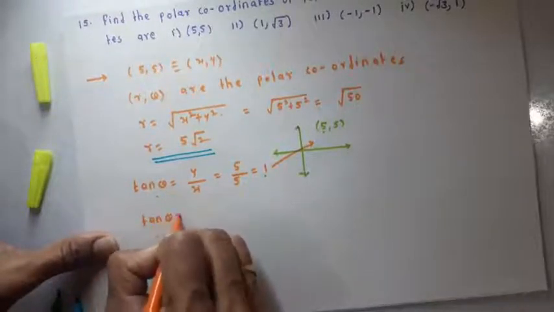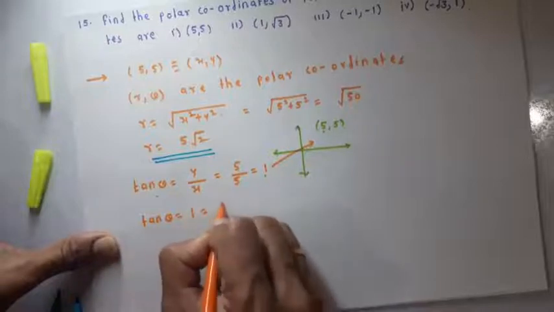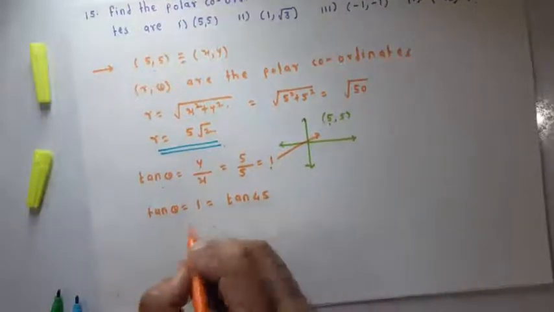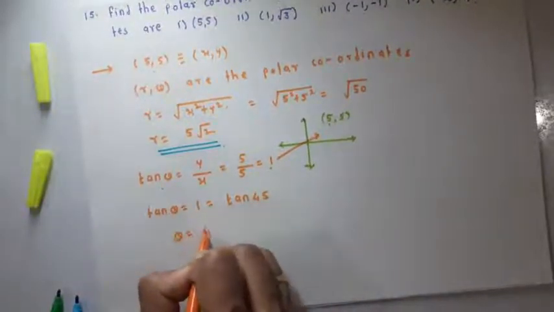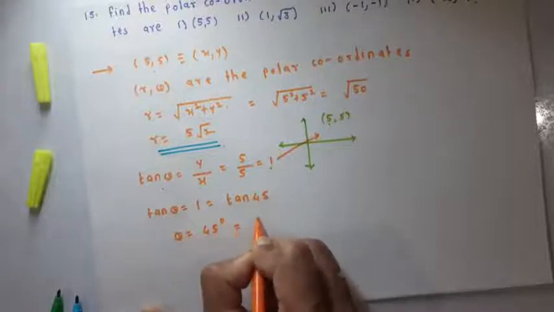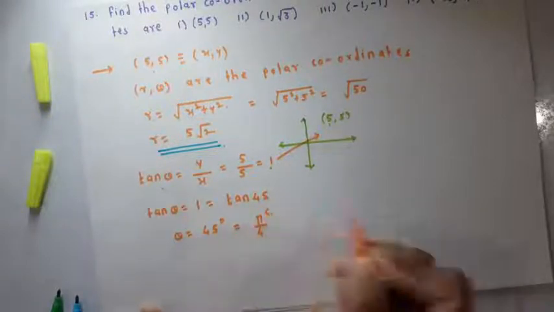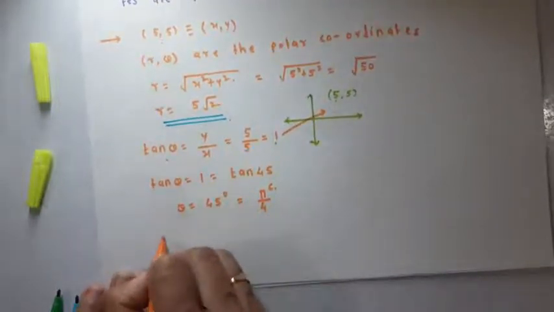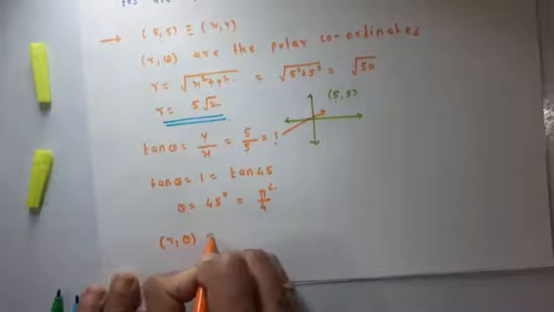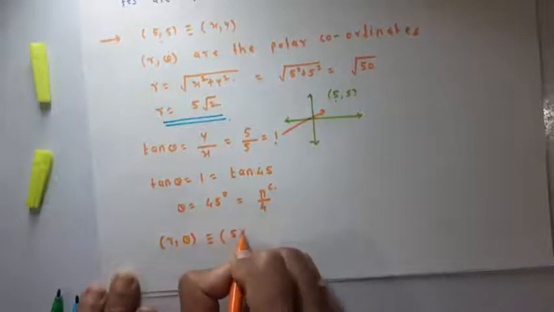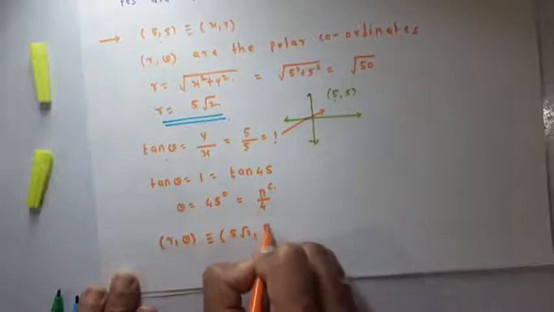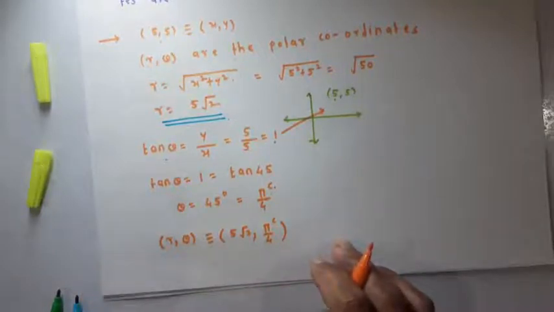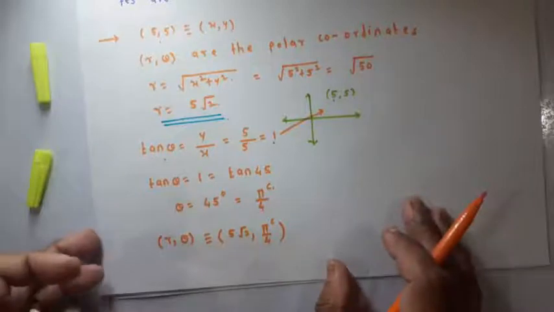When the value of tan theta equal to 1, tan theta equal to 1 equal to tan of 45. Tan of 45 means theta equal to 45 degrees, and that is equal to pi by 4 radians. Hence the polar coordinates are: the value of r is 5 root 2 and theta is pi by 4 radians. Okay, in this way we have to find out the polar coordinates.